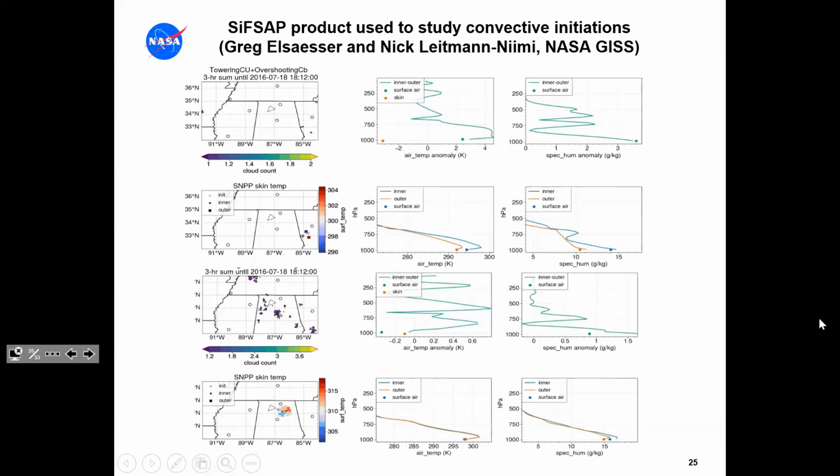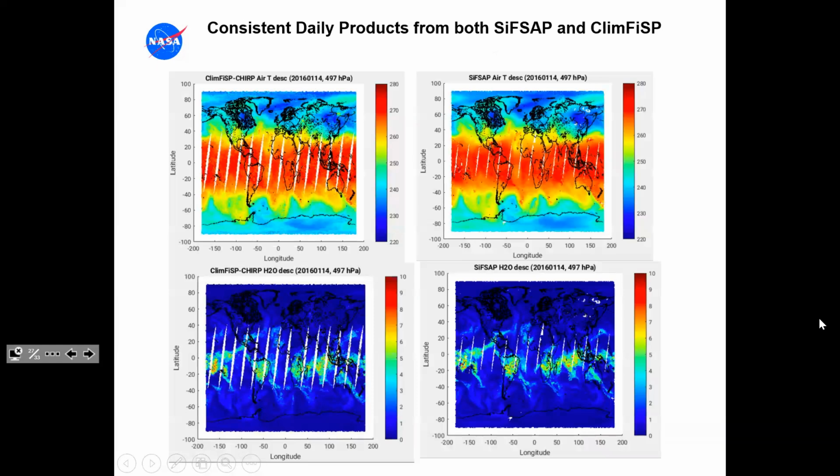The cloud initiations are very small features. They come and go. I was talking to Dan about this cloud. This is very fine structure. So with single field of view, this is very helpful. This is just to show you the consistency between the SiFSAP and ClimFiSP. The two agree with each other. We also compare with the ECMWF profile. It agrees pretty well, except there are some. Well, basically overall, 99% agree well.